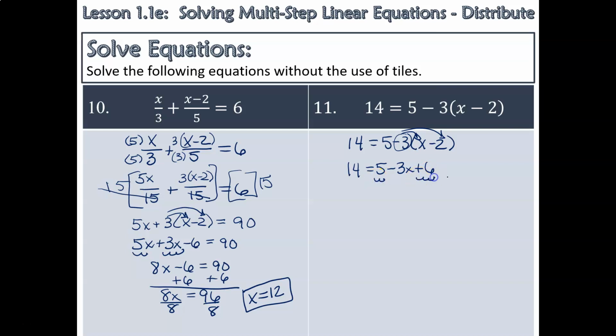I'm going to add those like terms together. 14 equals negative 3x plus 11. Now I'm going to undo this addition by subtracting 11 from both sides. And now I'm going to divide each side to undo that multiplication, and I'm going to bring the negative sign with me. So x is negative 1.